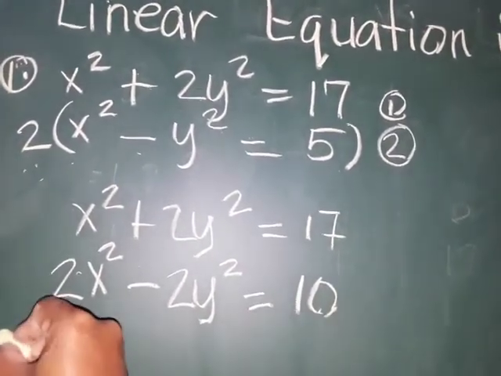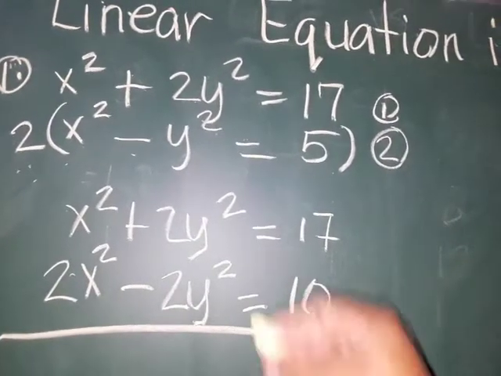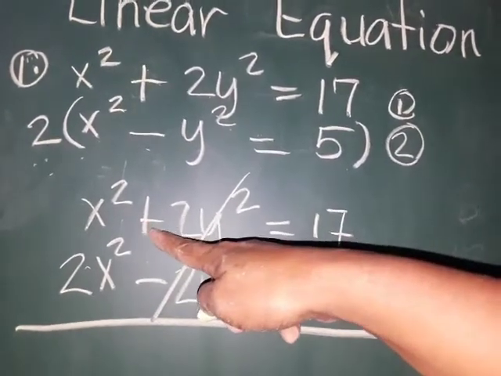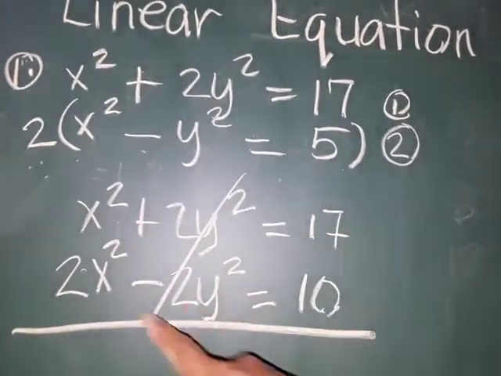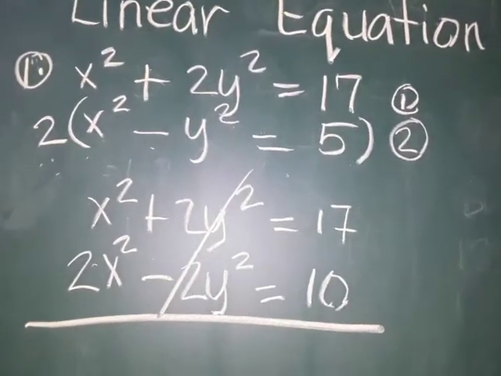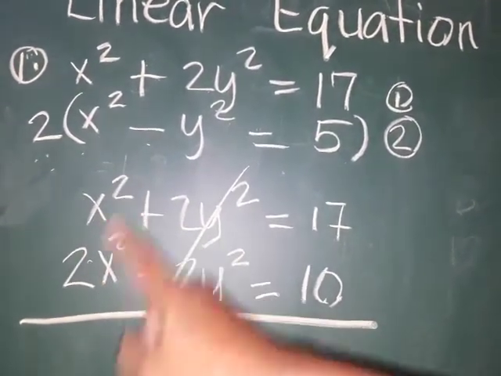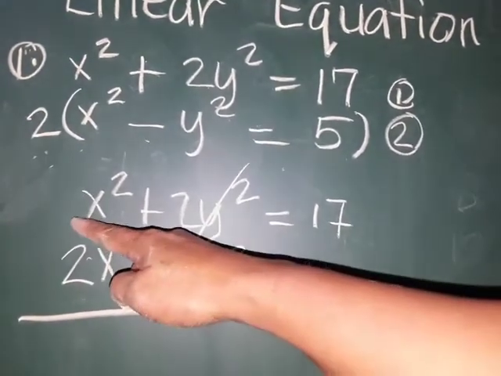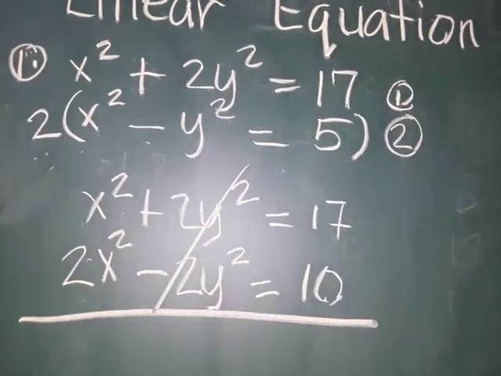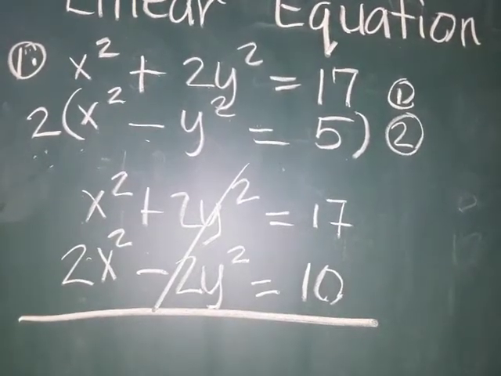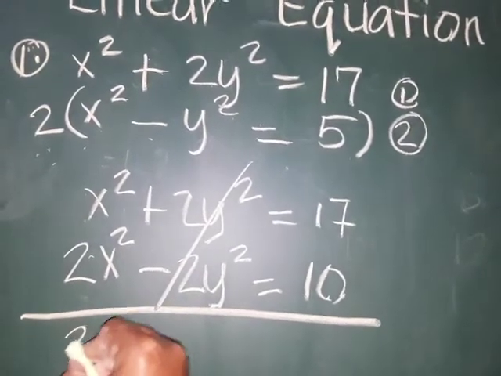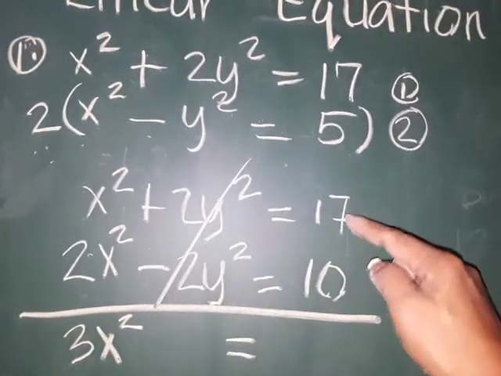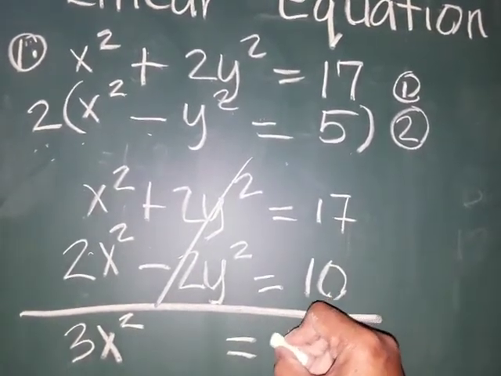Let's proceed. Adding these two, we're going to cancel the middle one. Why? Because positive 2y squared plus negative 2y squared is equal to 0. Next, x squared plus 2x squared equals 3x squared. Why? There's no 1 here, but that is automatically 1. 1 is invisible. So we have 3x squared is equal to 17 plus 10 is equal to 27.